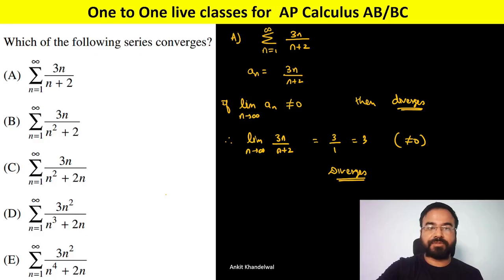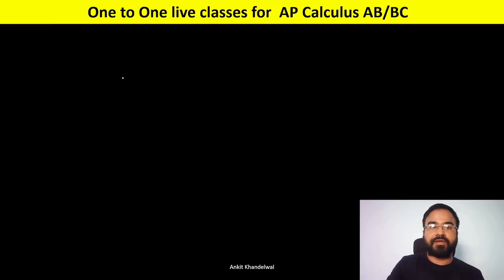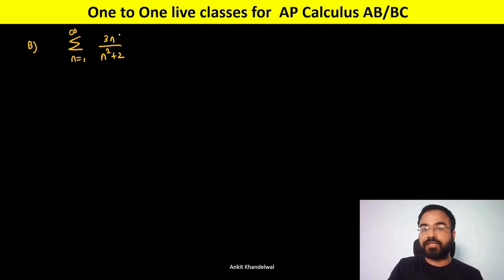Now let's do option B, 3n upon n square plus 2. Here if you apply the divergence test, the limit n tends to infinity, since the degree of the denominator is more than the numerator, the answer will be 0. And if it is 0, we cannot comment whether it is converging or diverging. Here we can use the limit comparison test.